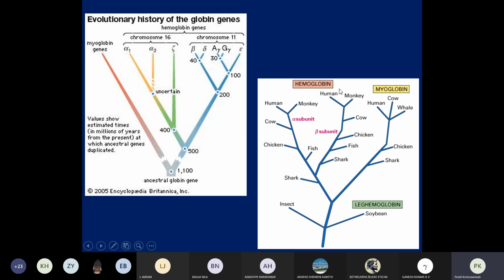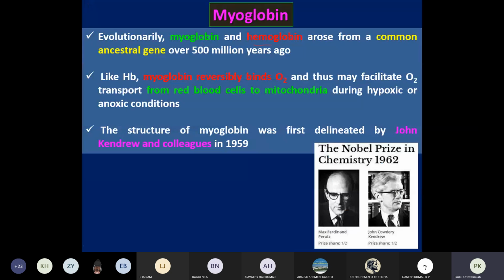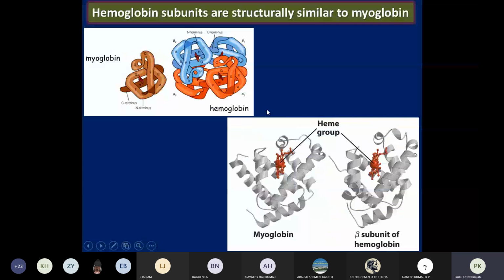During evolution, both hemoglobin and myoglobin evolved from the same ancestral gene. And this is the first protein whose structure was elucidated by X-ray crystallography, by John Kendrew. And as I said, it can bind oxygen reversibly like hemoglobin. That means it can bind oxygen, and it can also release oxygen, reversibly, at the site of the heme.